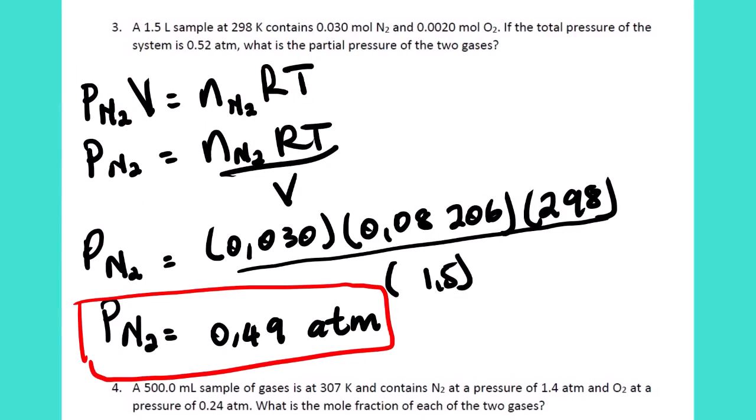Question number 4. A 500.0 milliliter sample of gases is at 307 Kelvin and contains N2 at a pressure of 1.4 atm and O2 at a pressure of 0.24 atm. What is the mole fraction of each of the two gases? So we are actually looking for the mole fraction. We check what we are given.